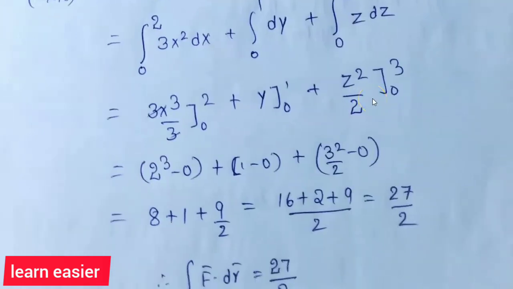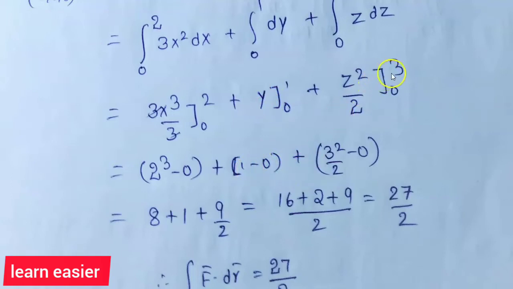So let's substitute the limits. Here we have 0 to 2. First substitute the upper limit: 2 cube minus the lower limit 0 cube, which is 0. Here the 3 and 3 cancel out, so we have only x cube. So after substituting we get 2 cube minus 0, plus, in the place of y we substitute the upper limit 1 minus the lower limit 0, so 1 minus 0.